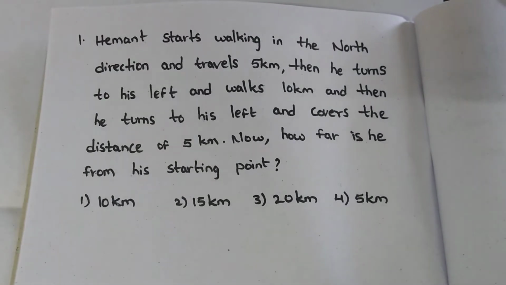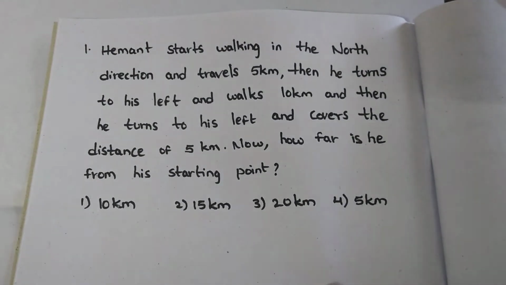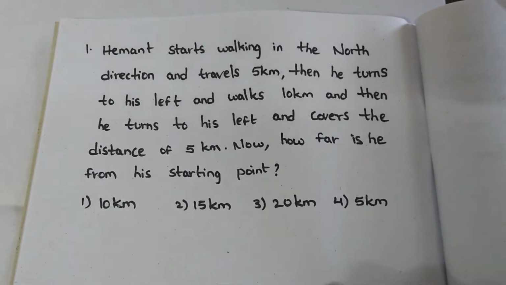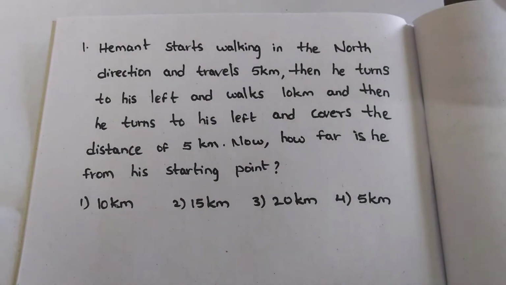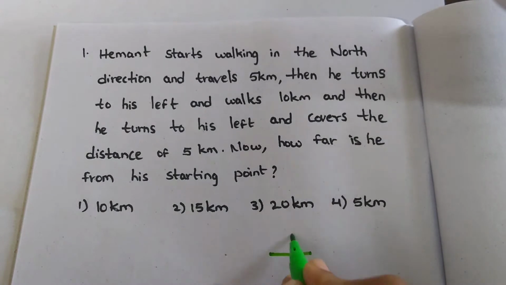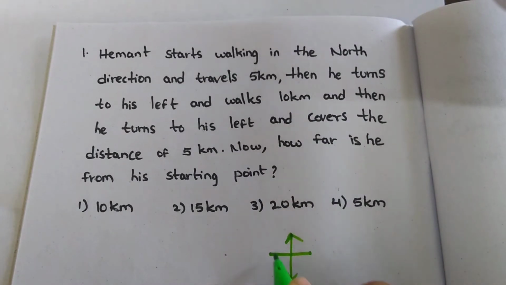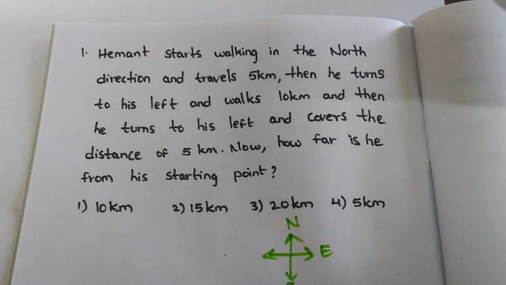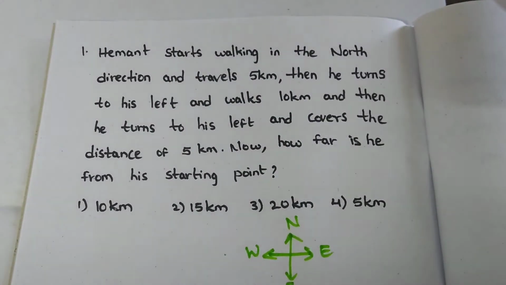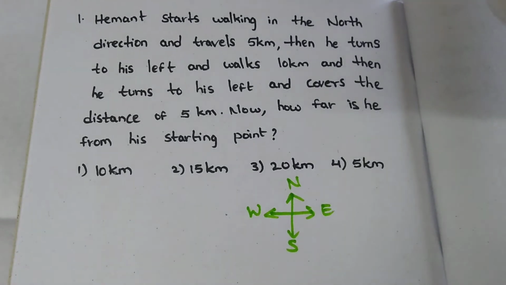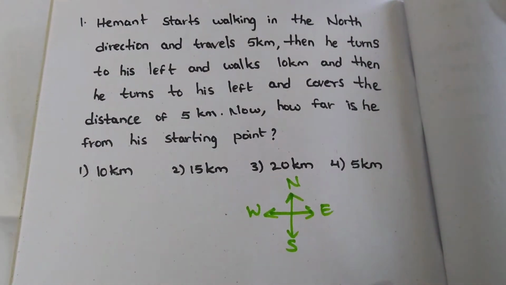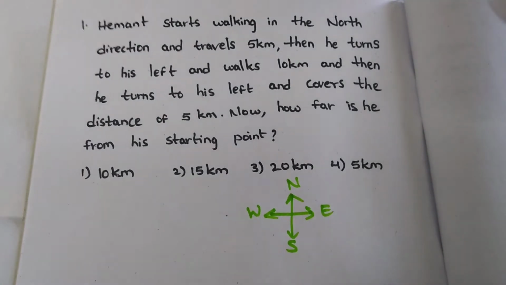The question says Hemant starts walking in the north direction. But first, you need to use direction plans: north, east, south, and west. Okay. Hemant starts walking in the north direction and travels 5 kilometers.